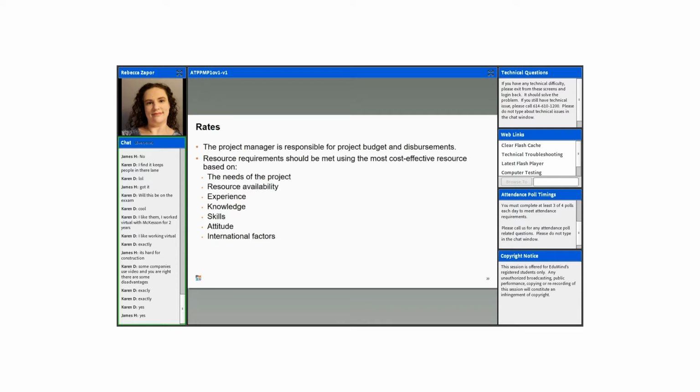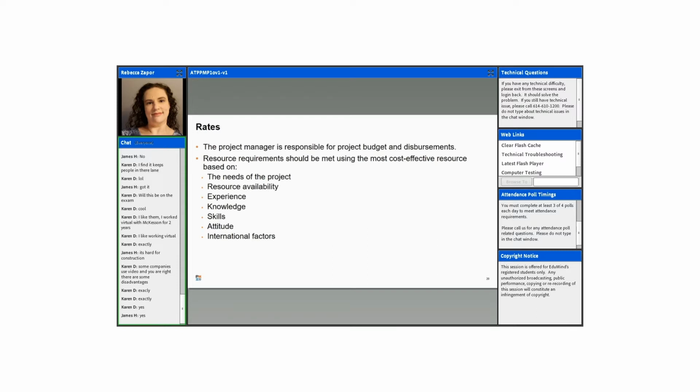But when you're considering rates, when you think about your resource requirements, you want to try and find the most cost-effective resource. And you want to do that based on the needs of the project, what resources are available, and again, considering their skills, knowledge, and attitude, and international factors.